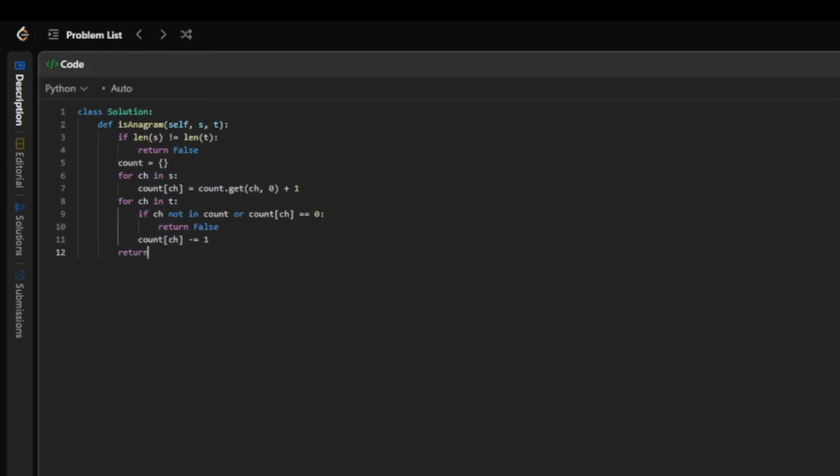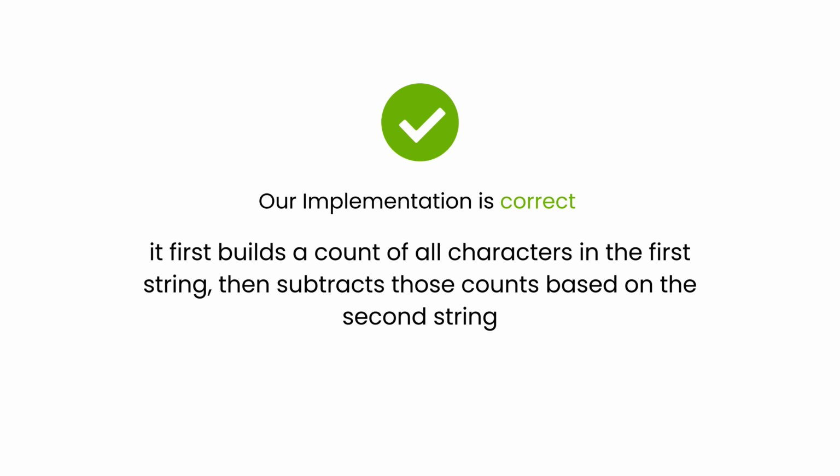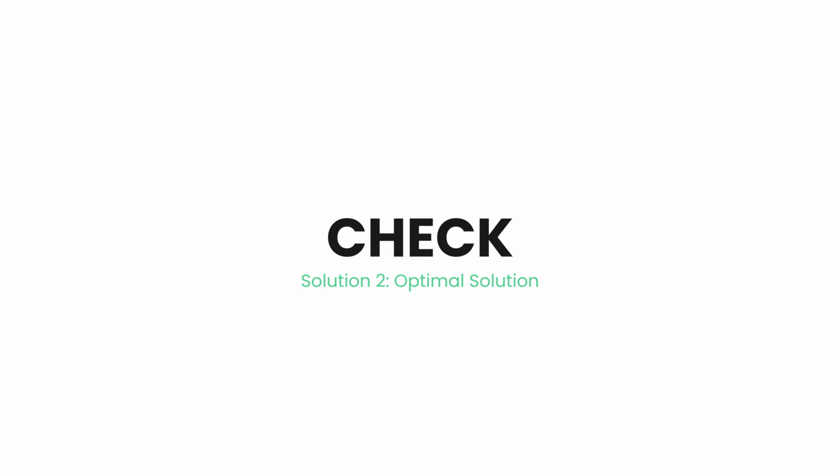Finally, if we make it through both loops without failing any checks, it means every character is accounted for. The two strings match perfectly, so we return true. And that's how this algorithm works. It first builds a count of all characters in the first string, then subtracts those counts based on the second string. If everything evens out, the words are anagrams. Efficient, simple, and elegant, all in O(n) time.